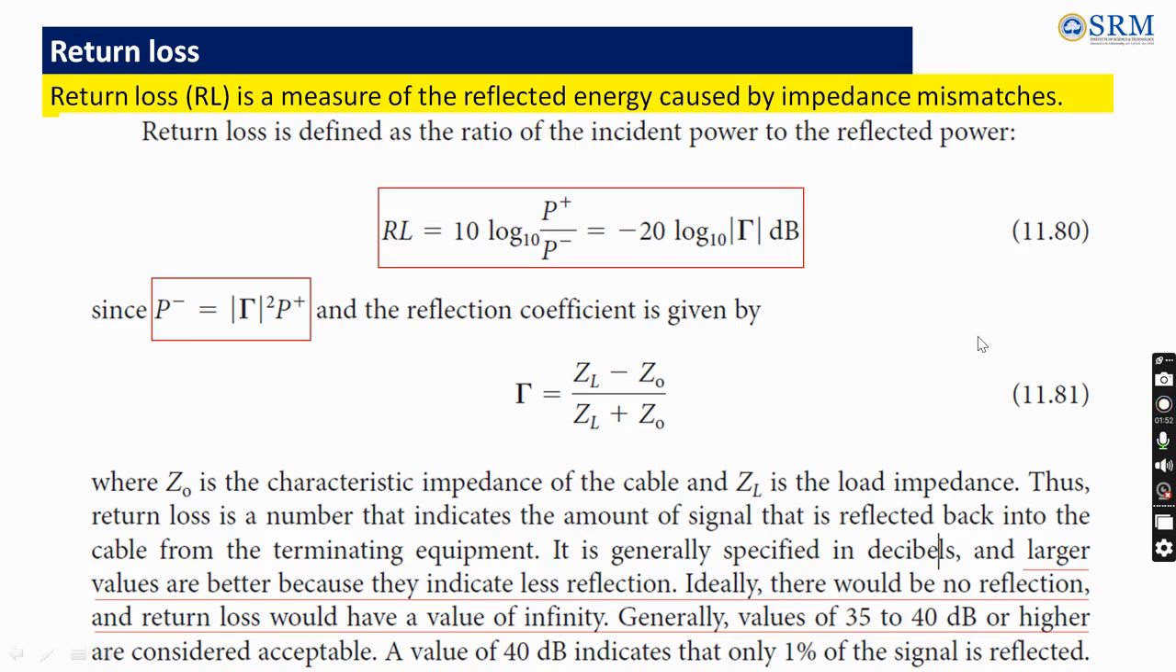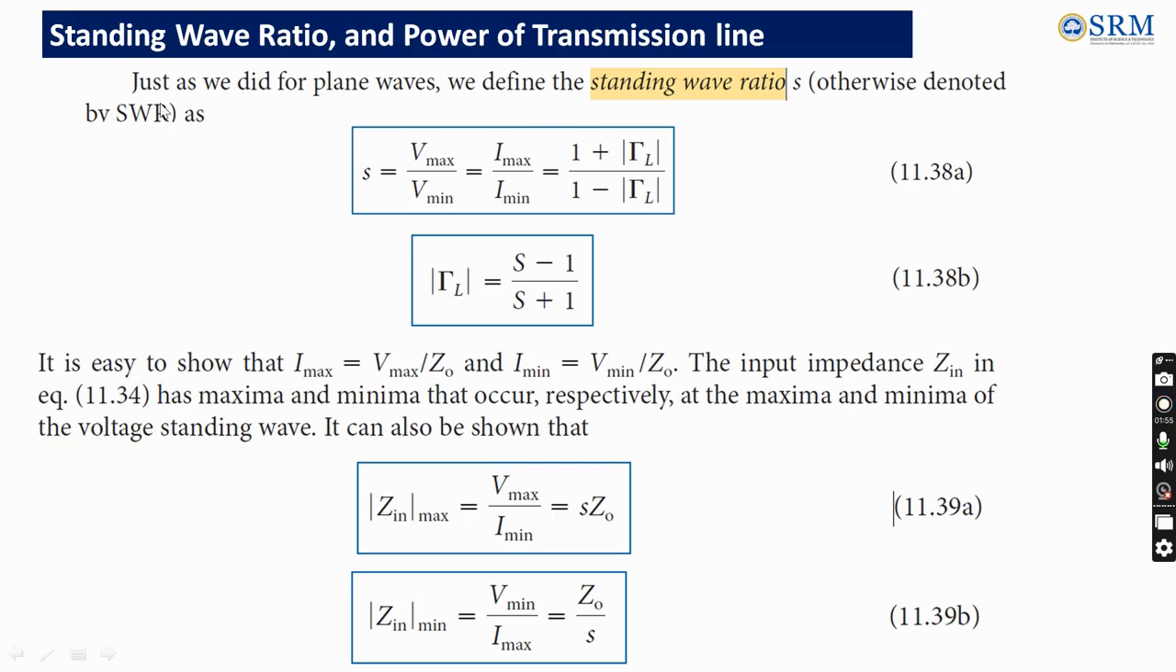Now let us find the standing wave ratio. So we can define the standing wave ratio as the ratio of voltage max to the voltage min, or current max to the current min, which is going to be 1 plus magnitude of reflection coefficient divided by 1 minus magnitude of reflection coefficient.